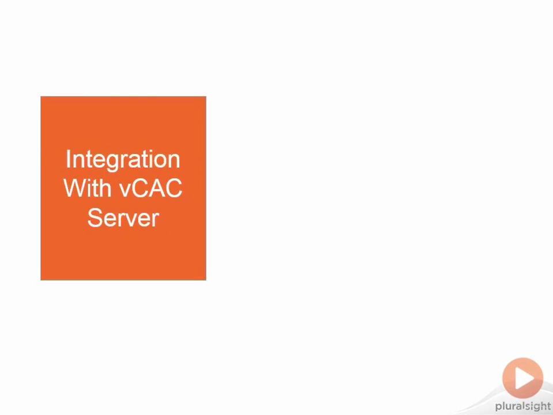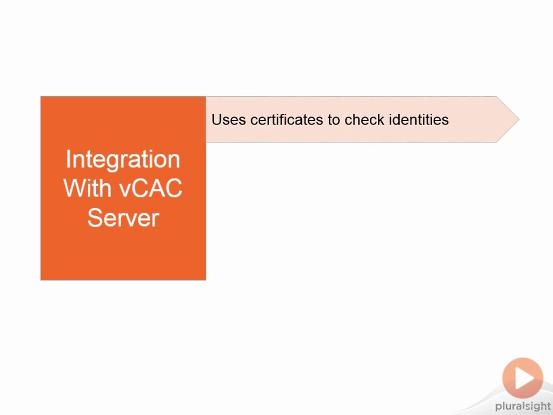Next, let's talk about the integration with the vCloud Automation Center server component. So first, much like the other components within the deployment, it uses certificates to check identities. So we're checking the identity of the vCloud Automation Center server and the IaaS components to make sure we're all within the same realm, the connection is secured, and there's nothing in there interrupting us from a malicious standpoint.